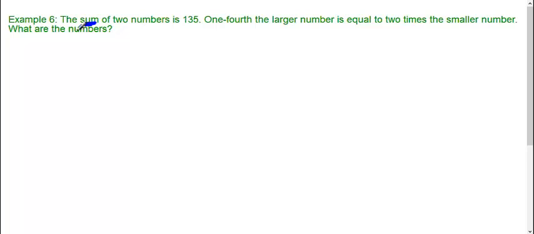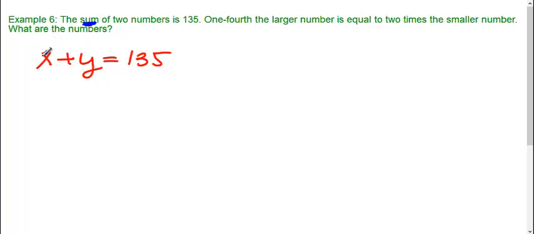Okay, so again in this problem you need to know what all these wordings mean. Here it says the sum. Sum means addition. The sum of two numbers is 135. Two numbers, x plus y is 135. Okay, now with addition it doesn't matter which one you call the larger or smaller number.